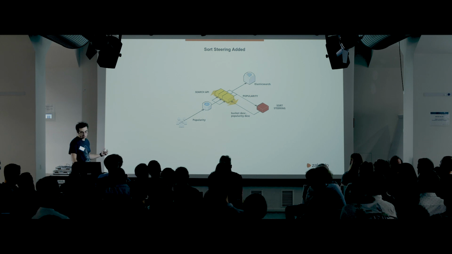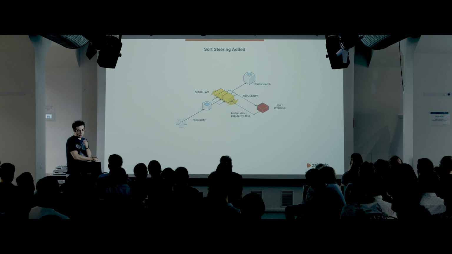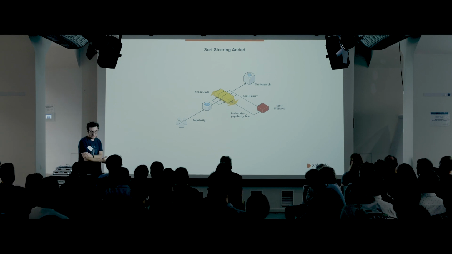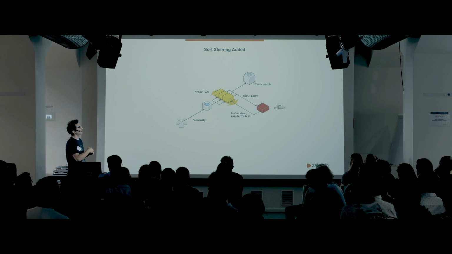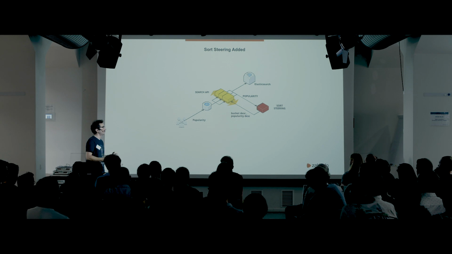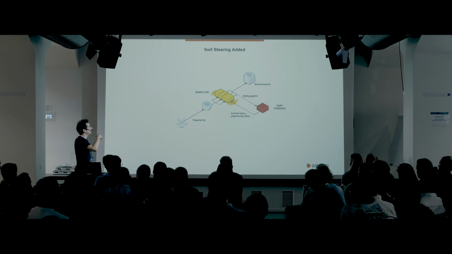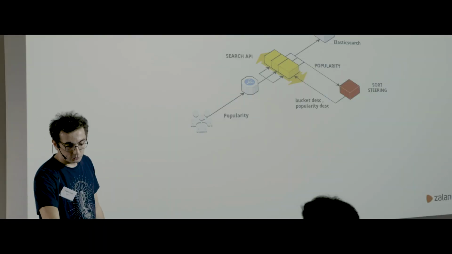And then we introduced sort steering. To have this desired architecture, we decoupled search API and created these dedicated sort steering servers. So when search API now gets a popularity sorting, it goes to sort steering to ask, okay, what does popularity mean in this case, given this context? And then sort steering translates it to use some different fields. Then the articles are sorted.